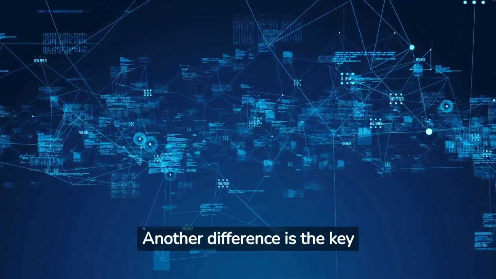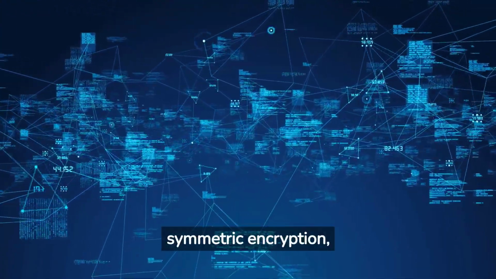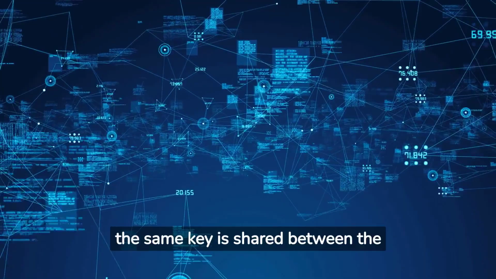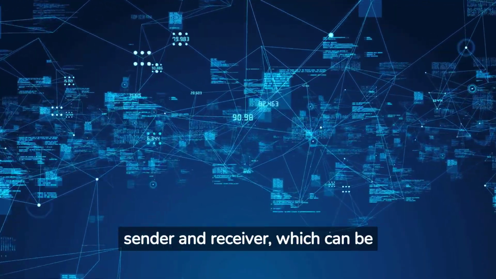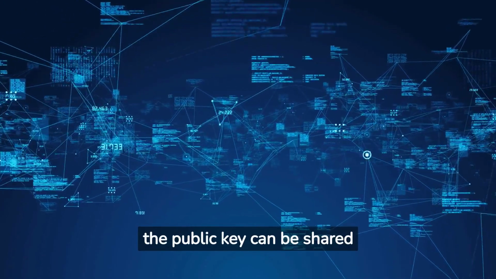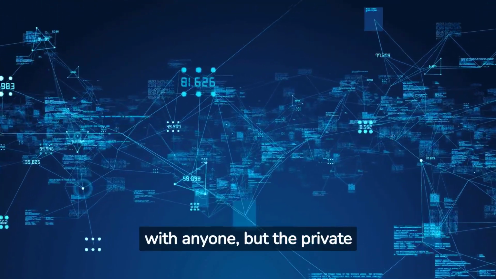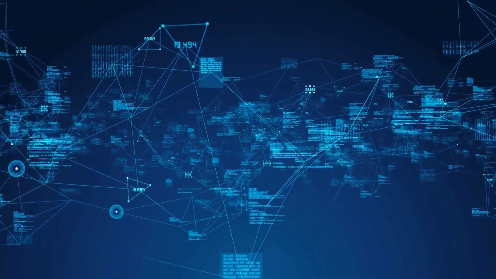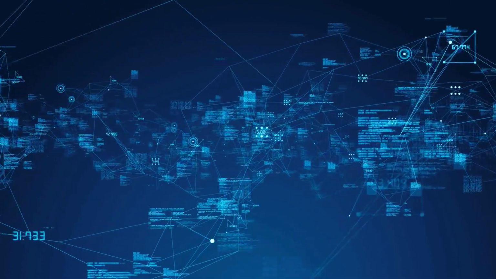Another difference is the key distribution problem. In symmetric encryption, the same key is shared between the sender and receiver, which can be a security risk. In asymmetric encryption, the public key can be shared with anyone, but the private key must be kept secret.